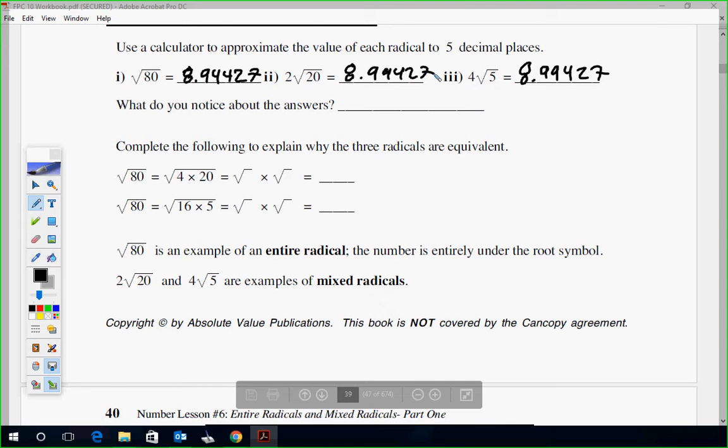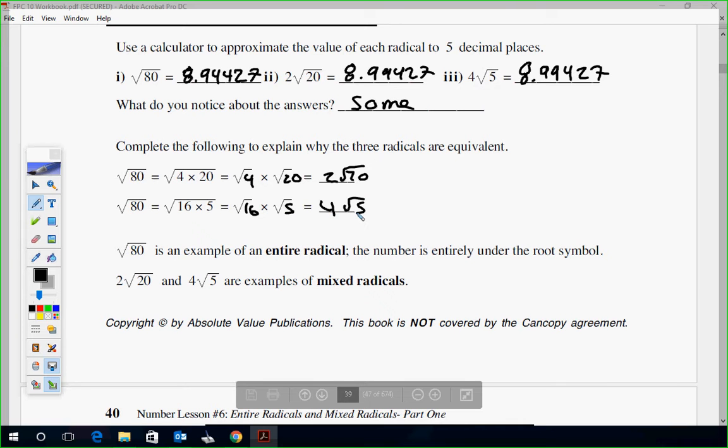Okay, let me show you why. So you put same here. 80, if I break it down to 4 times 20, 4 is a perfect square, right? Square root of 4 is 2 root 20. That's how they got this one. From 80 to 2 root 20, they went 4 times 20. Why is 4 good? Because 4 is a perfect square. Okay, what about the other one? 80 equals 16 times 5. The square root of 16 is 4.